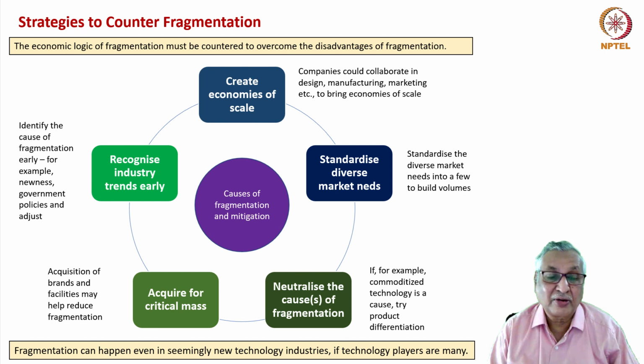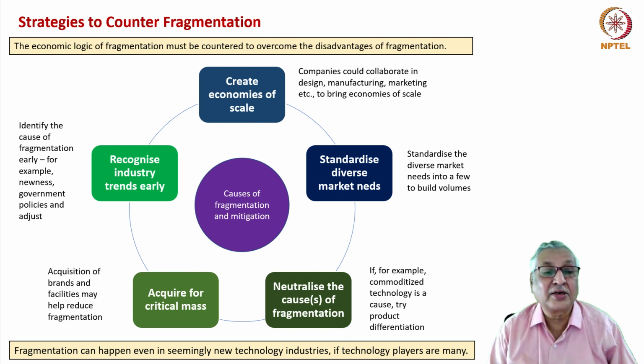Another way you can counter fragmentation is to acquire other companies for critical mass. When fragmentation is occurring in an industry, valuations are not super high, and many companies would be available for acquisition. If you are a company with reasonably deep pockets, you could work towards enhancing your market share and facility capability by acquiring companies that are available for sale. So, acquisition of brands and facilities may help reduce fragmentation, and you may also be helping overall industry consolidation and improvement of the structural realities of the industry.